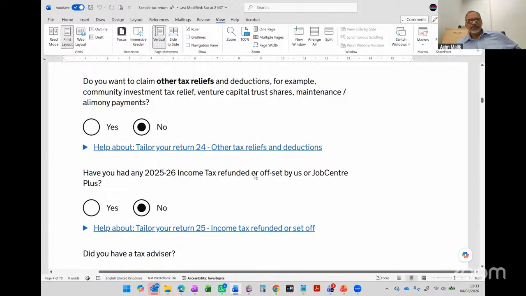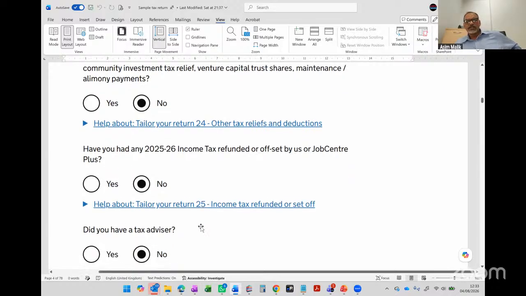Again, you need to look into different types of relief. Seed investment allowance आपके available होता है for certain type of investors, which reduces the tax liability. Again, this is an opportunity कि आप वो disclose करो.